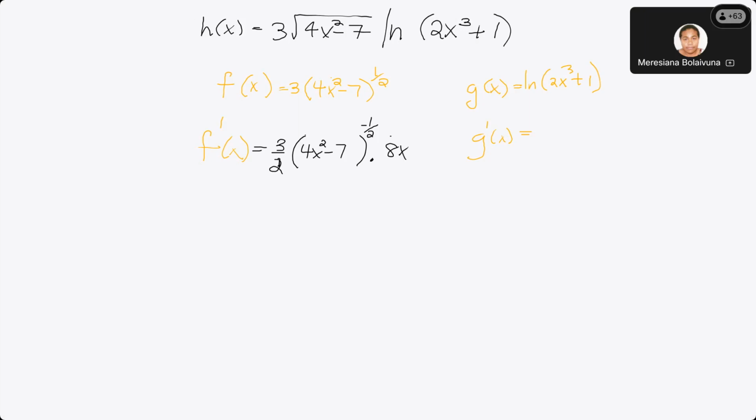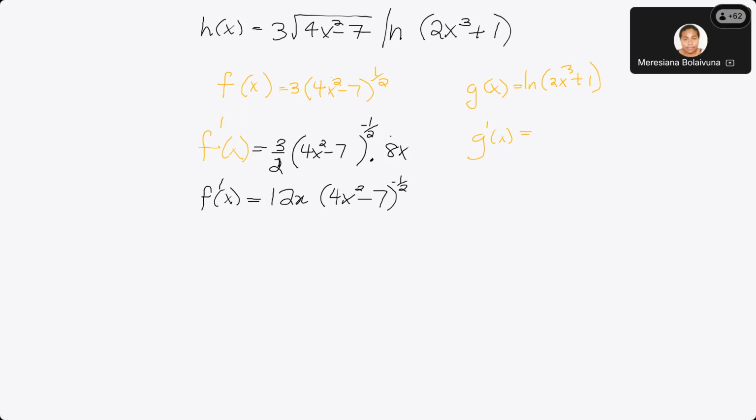the 8x is multiplied with 3 over 2. That means 8x times 3 over 2 is 12x, so 12x into 4x squared minus 7 to the power of negative half. So this right here is f dash of x.